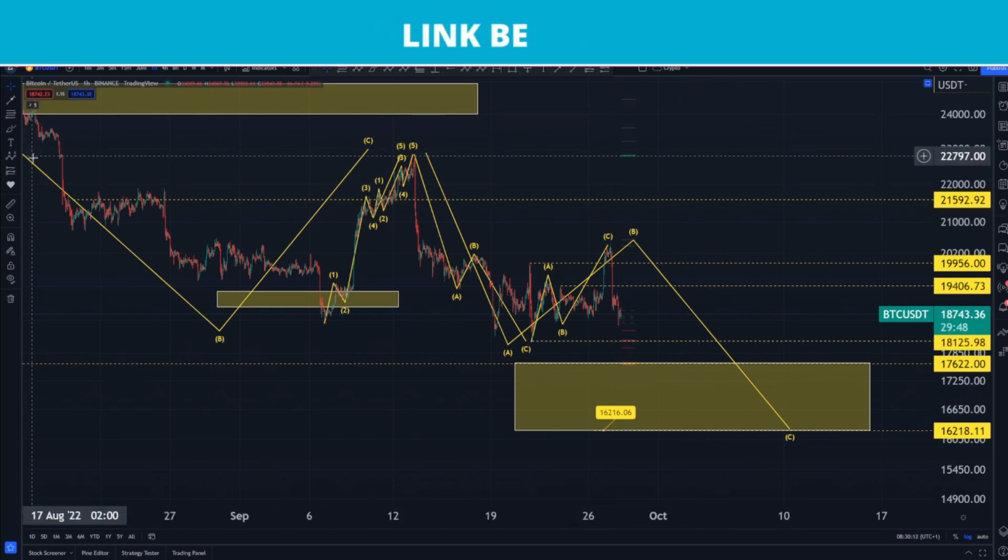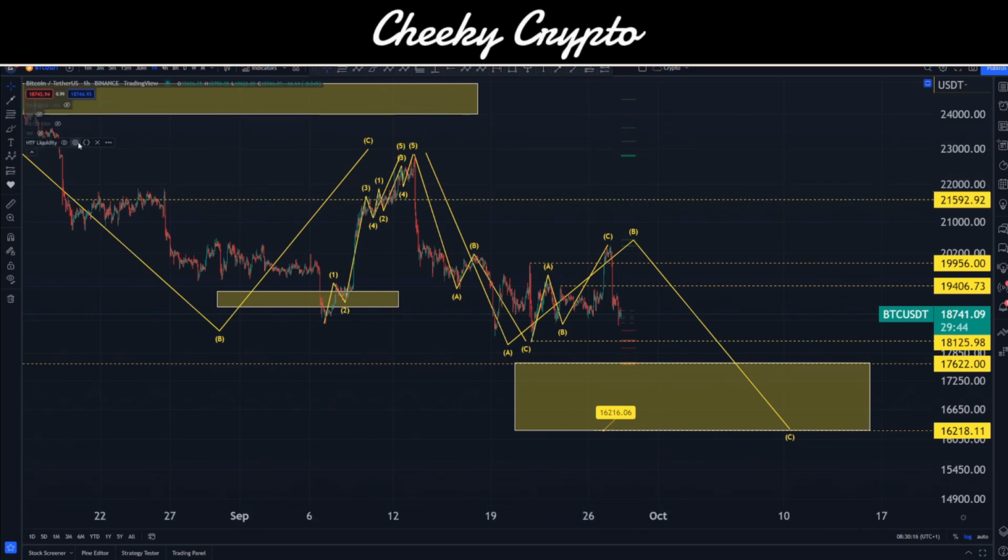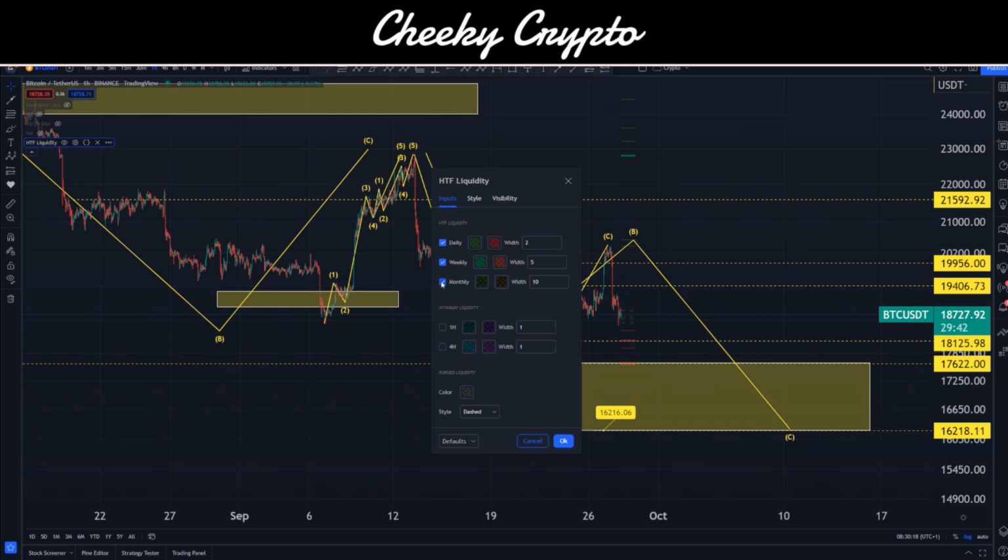Okay, now we can go ahead and go a little bit deeper. If we go ahead and turn this on, this here is basically showing us our liquidity areas. Let me actually go into the settings of this for a second and just see what we've got. We've got the daily here, we've got the weekly, we've got the monthly. We haven't got the 1 and 4 hours. Let me go toggle these on as well, and we can go ahead and take a look.